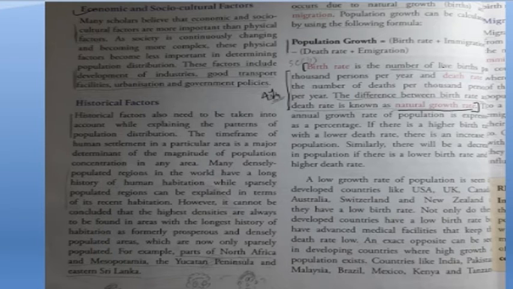Birth rate is the number of live births per thousand persons per year. Okay, so this is from here to here. Birth rate and this complete, from here to here. Okay, and the next is overpopulation and underpopulation. Overpopulation and underpopulation.